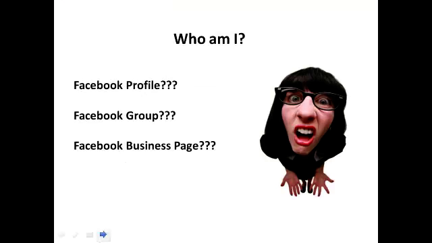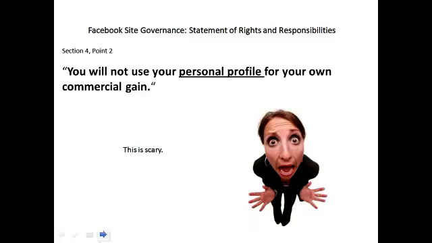There are three things on Facebook. There's the profile. The profile is a personal thing. There are groups and there are business pages, also called fan pages, also just called pages now. They keep changing the name. The personal profile, according to Section 4.2 of the Facebook Statement of Rights and Responsibilities, you will not use your personal profile for your own commercial gain.